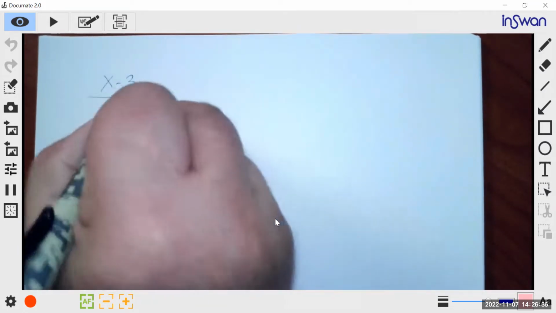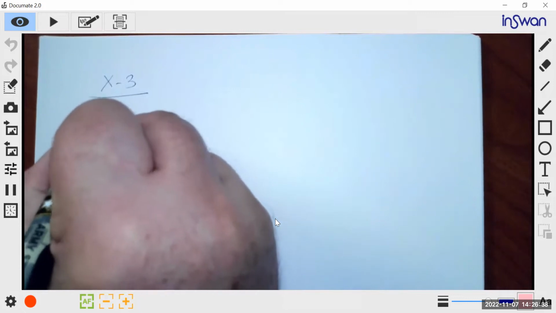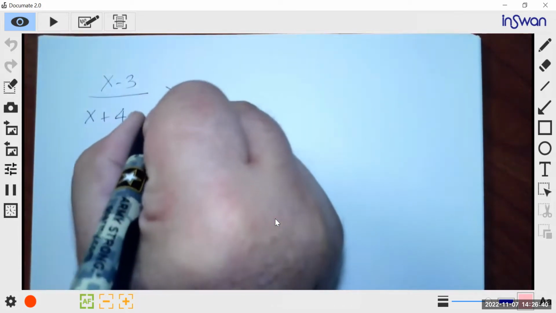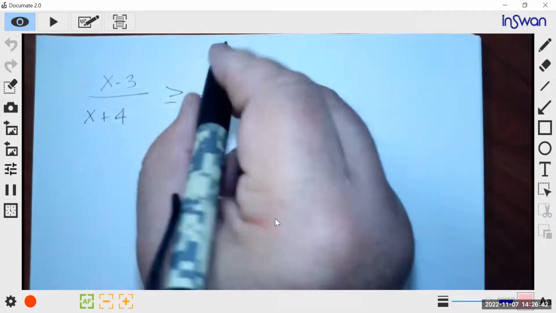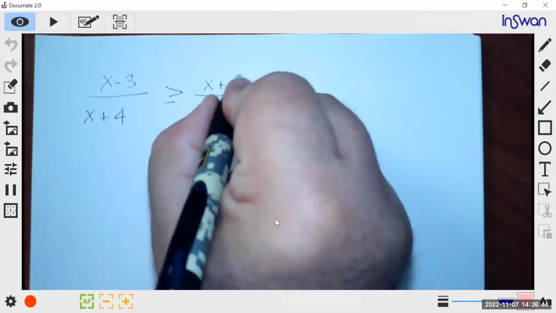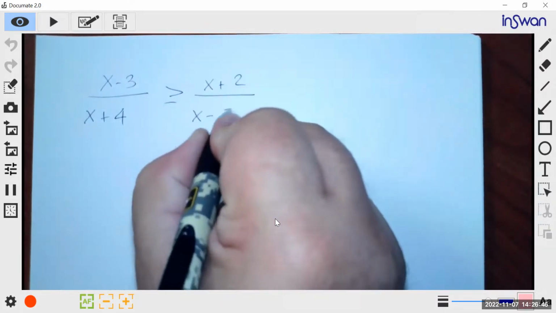X minus 3 over x plus 4 is greater than or equal to x plus 2 over x minus 5.